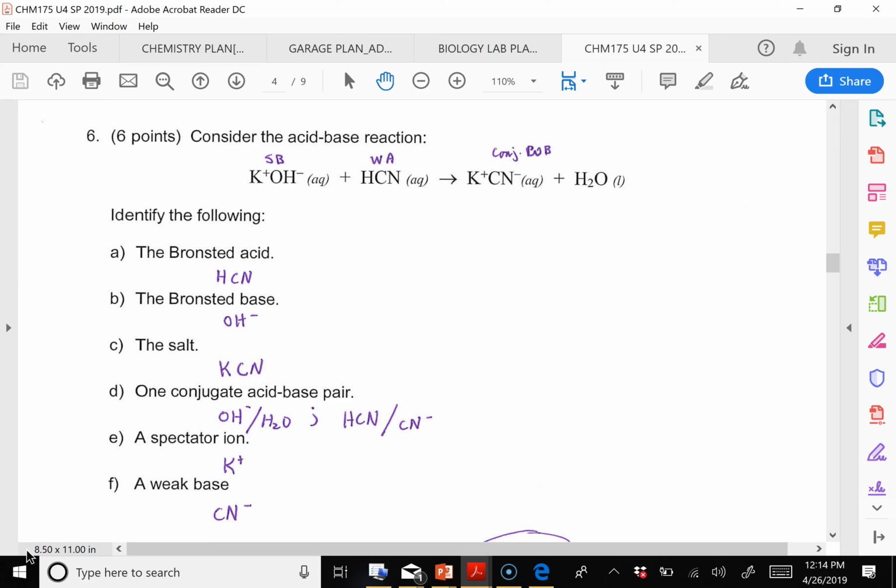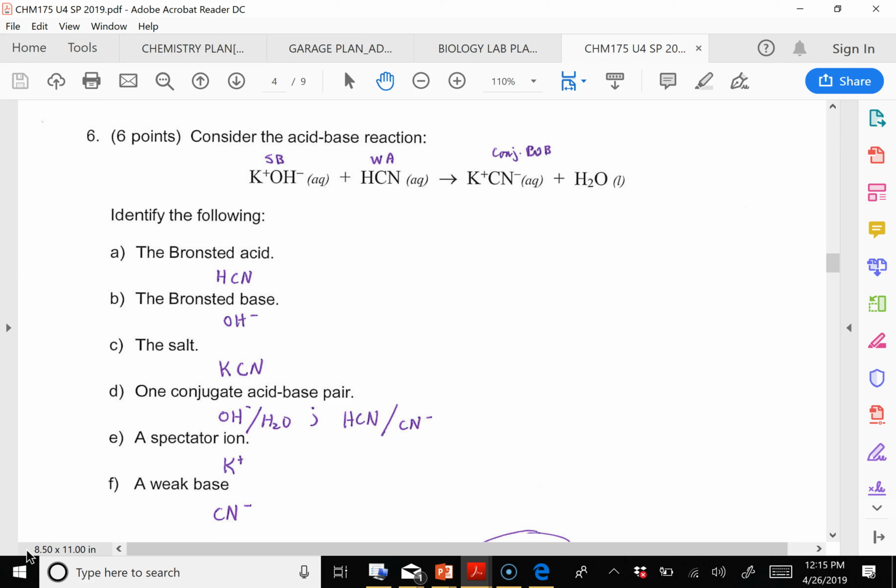Spectator ion, and actually there's two of them, but I just put one because I still don't agree. My husband Carl put the CN minus, the thiocyanate ion, as a spectator ion. No, because how can it be a conjugate base and a spectator? So anyway, I just put K plus, and I think you guys did too.